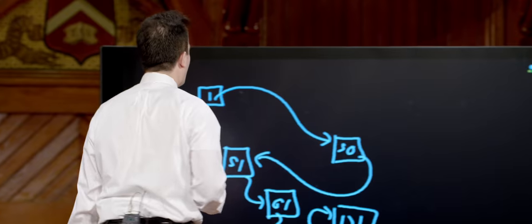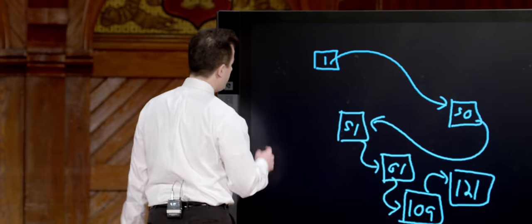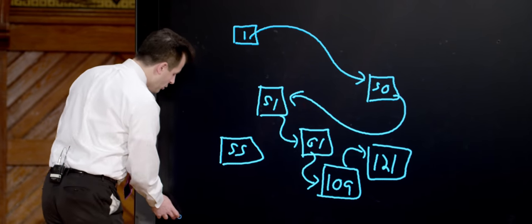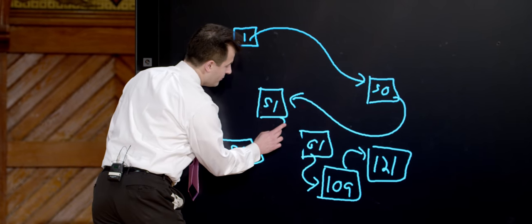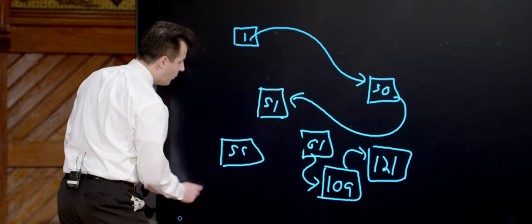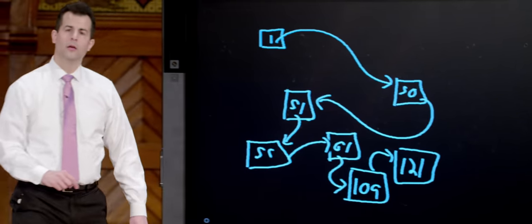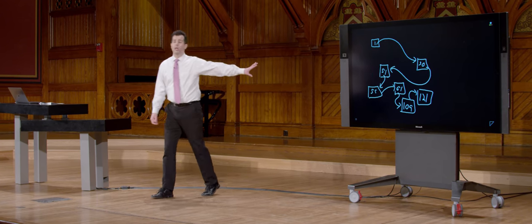So now if I want to add another value, suppose I want to add 55. Suppose that 55 happens to have some available space here. You know what I can do here? I can just get rid of this arrow, and then I can go ahead and stitch this in like this. No big deal. I don't have to touch any of the other elements.